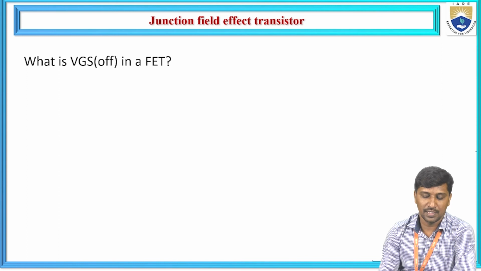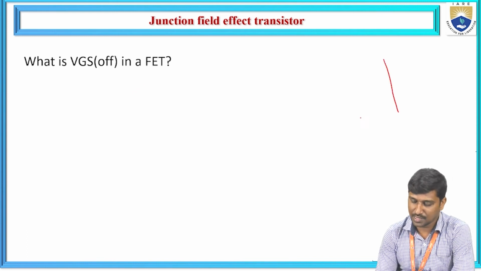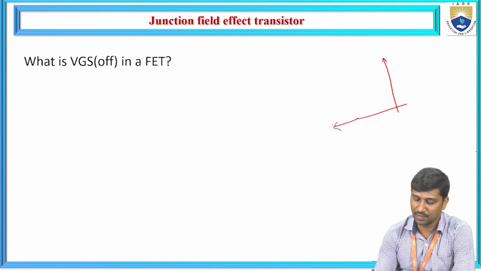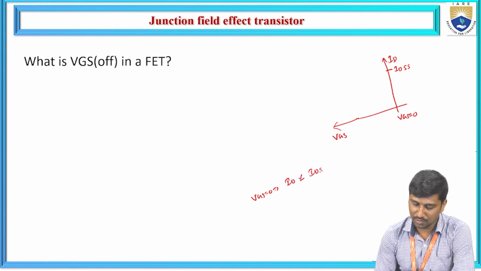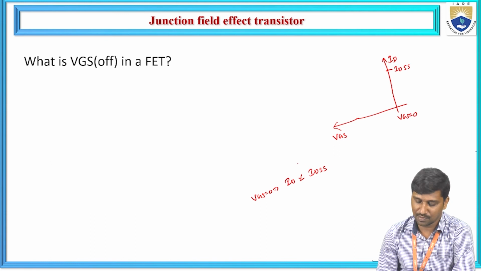So what is VGS of any FET? If you observe the transfer characteristics, they are drawn between VGS versus drain current. When VGS is 0, the drain current is at its maximum. The maximum current is defined as the drain to source saturation current. So when VGS is 0, the drain current is approximately equal to the drain to source saturation maximum current.